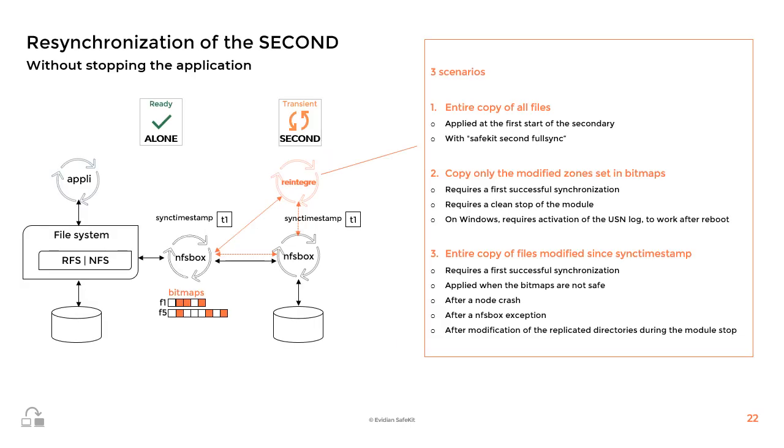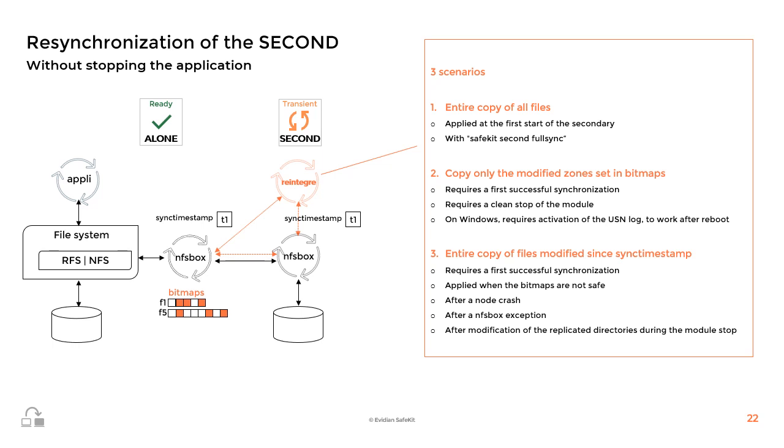Let's examine the process of resynchronizing the secondary node without stopping the application on the primary node. The resynchronization is implemented by the process named reintegre and running on the secondary node. There are three key scenarios to consider. First, there's the entire copy of all files. This is applied at the first start of the secondary node or when using the safekit second full sync command.